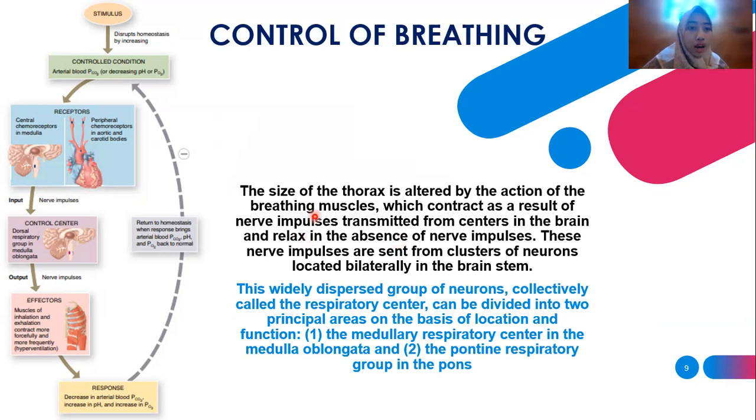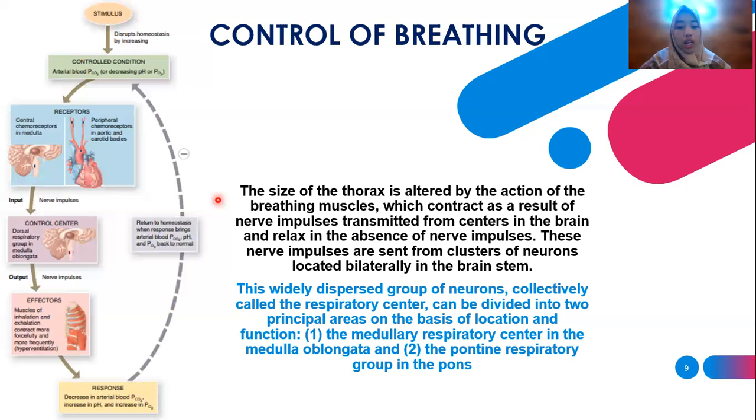In this picture, we have a graph of the respiratory system, where the respiratory center can be divided into two principal areas on the basis of location and function. First, the medullary respiratory center in the medulla oblongata, and the second is the pontine respiratory group in the pons. The respiratory center consists of a medullary respiratory center in the medulla and a pontine respiratory group in the pons.